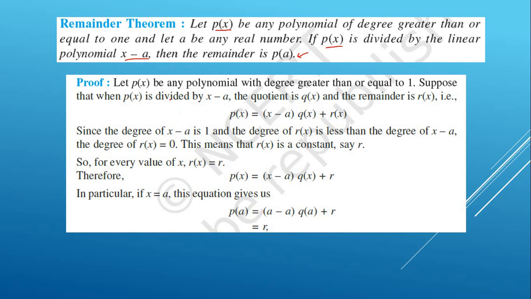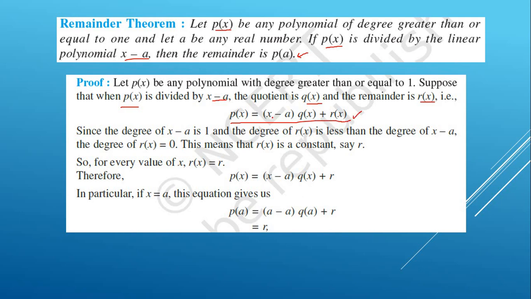So let's see how to prove it. p(x) is a polynomial with degree greater than or equal to 1. Let p(x) be divided by x minus a. We know that the degree of p(x) is greater than that of x minus a; this polynomial's degree is lesser than the other. So according to the division algorithm, we can say the quotient can be q(x) and the remainder can be represented by r(x). So we have the rule p(x) is equal to x minus a into q(x) plus r(x).